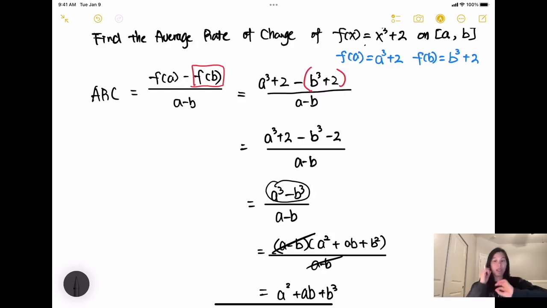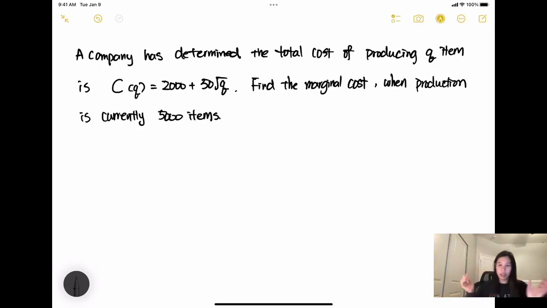Okay, I'm going to give you an example. Here is the example that I'm given. A company has determined the total cost of producing q items is the function C of q equals 2000 plus 15 square root of q. Okay, the function looks very hard, but don't be worried, it shouldn't be that hard. Find the marginal cost when the production is currently 5,000 items.